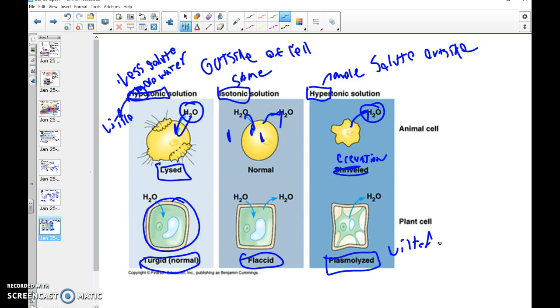So, that is the basics of cell transport. Obviously, we'll talk about some of this in more detail, but there you go.